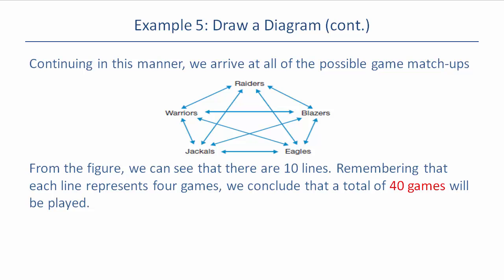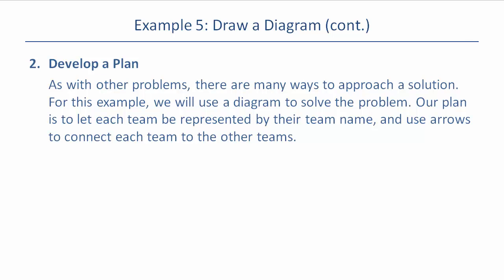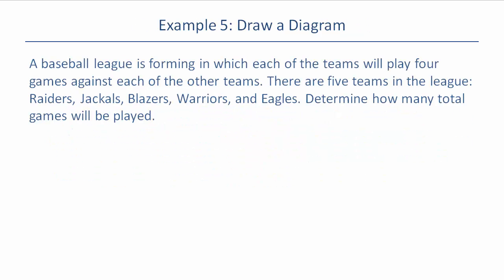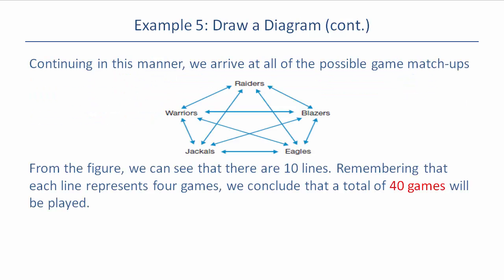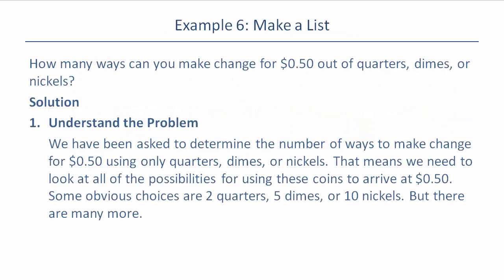Now, the original question said each team will play 4 games against each of the other teams. So we kind of used two techniques here. We solved for a simpler one. Instead of thinking of 4 games each, we just thought of it as playing 1 game each, and then we can expand that to 4. And after we used the diagram, we figured out there were 10 of these pairings, but each of those pairings represented 4 games, so it was a total of 40 games.